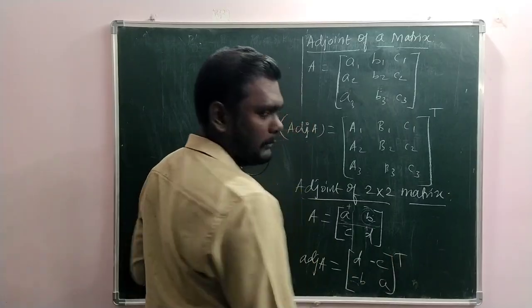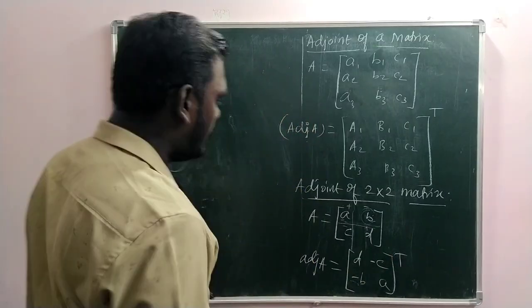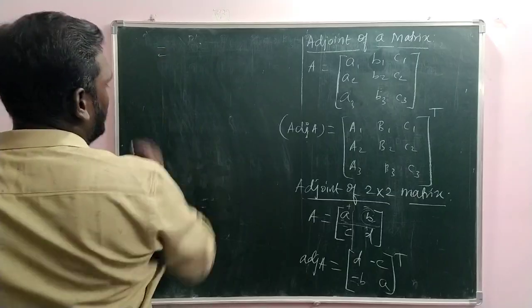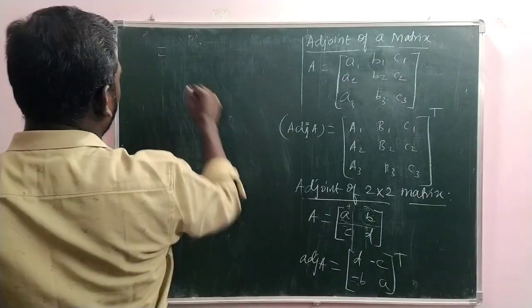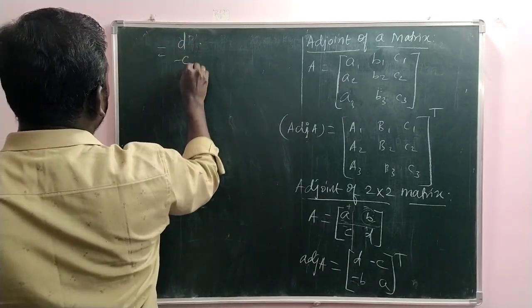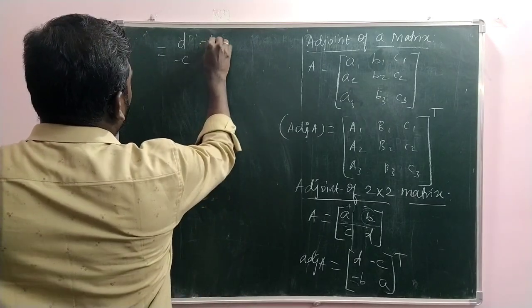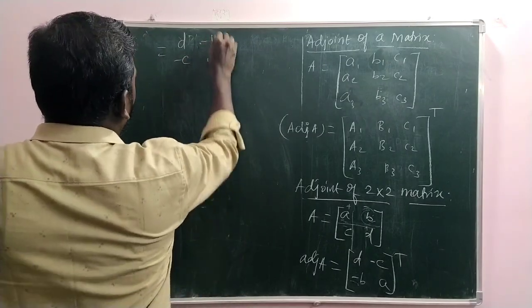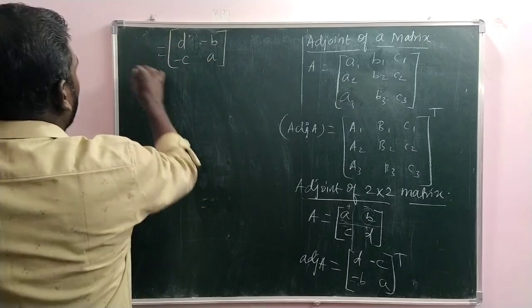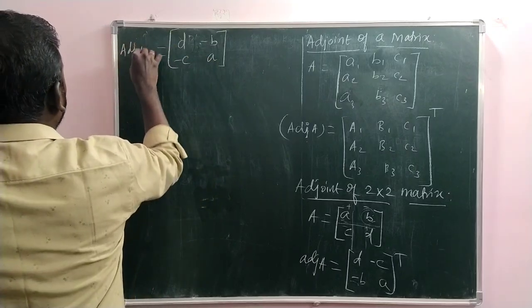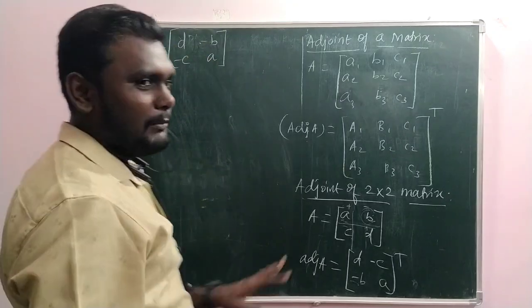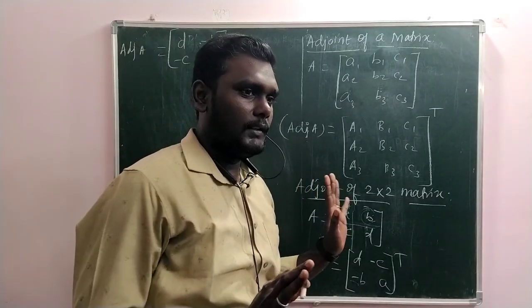For this, you should take the transpose. Taking the transpose means what? Simply changing rows into columns, columns into rows. So, we'll get D, minus C, and minus B, A. Alright. So, this is the adjoint of a 2 by 2 matrix. This might seem confusing. Is it?